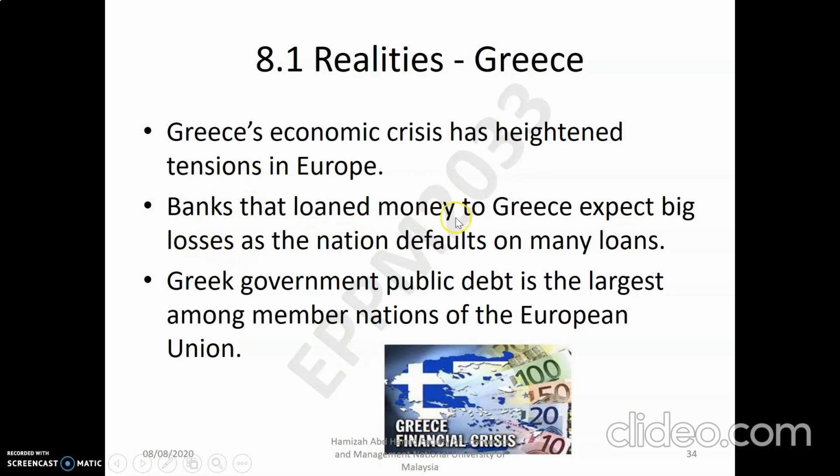Yeah, a lot of banks loaned money to Greece. They expect big losses, because the country defaults, they fail to pay many loans. And the Greek government public debt is the largest among member nations in the European Union. Yeah, but if you ask me why Greece doesn't get out of the European Union, it's quite complex. This is not like Brexit. Greece is an important economy in the EU, but they are not doing very well. They have not been doing well for quite a long time.